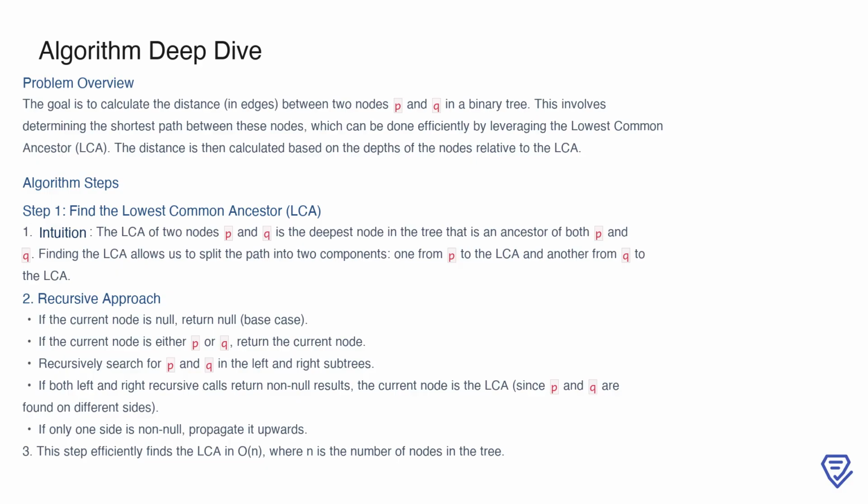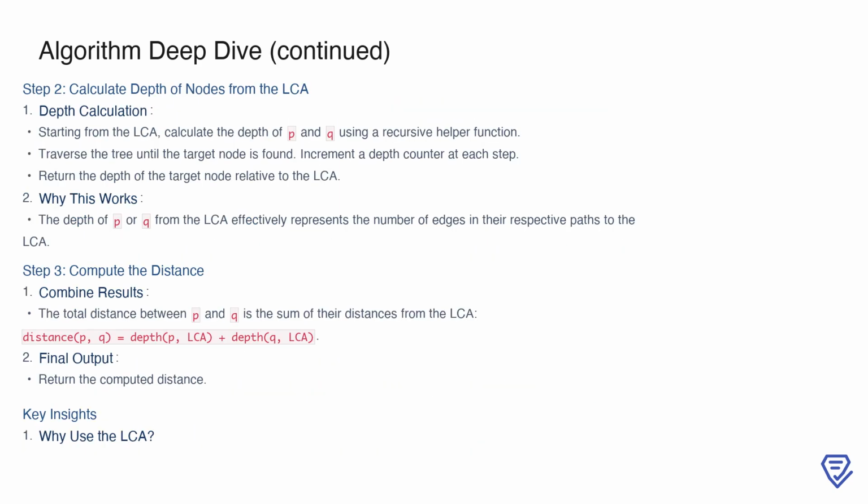If both subtrees return non-null results, it means the current node is the LCA because the nodes are found on different sides. If only one side is non-null, we propagate that result upwards. This recursive approach ensures that the LCA is found in O(n) time, where n is the number of nodes in the tree. After determining the LCA, the next step is to calculate the depth of each node relative to it.